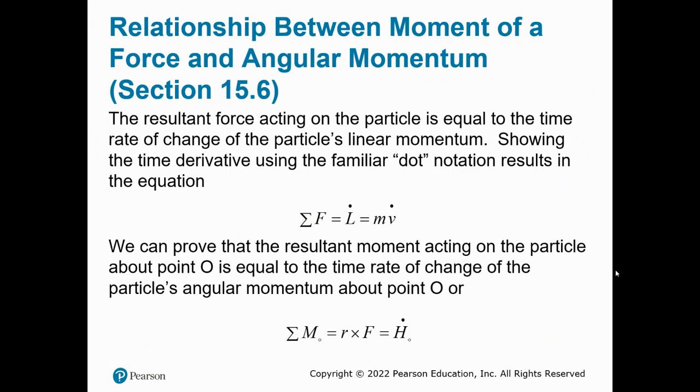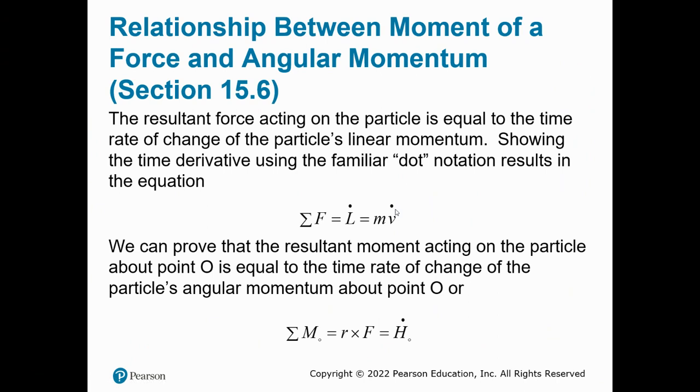The resultant force acting on the particle is equal to the time rate of change of the particle's linear momentum, showing the time derivative using the familiar dot notation. If I put a dot on top of it, it means it's the first derivative with respect to time. So mv is the linear momentum, and if I put the dot on top of it, that means it's the first derivative of the linear momentum.